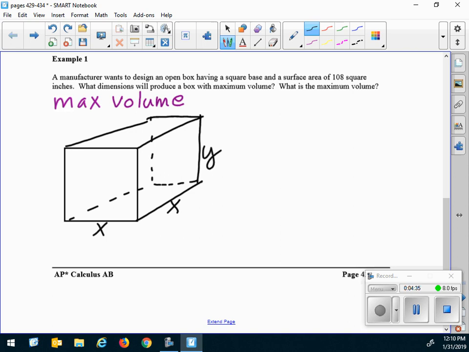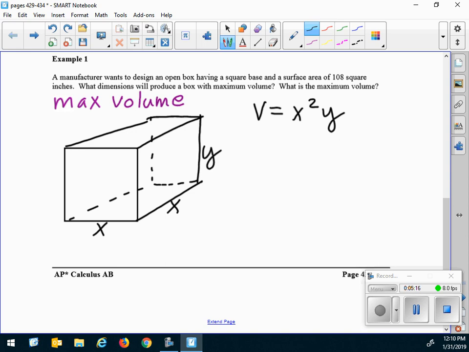Now it says, number 3, write a primary equation that represents the quantity to be optimized. I want to optimize the volume. Can I write an equation for volume? That's it. So I want you to write V equals x squared y. We've gone through 3 steps already. Now notice it said on the end of step 3, the equation may or may not contain more than one variable. This one contains more than one variable. When it does, you have to use step 4, which is write a secondary equation.